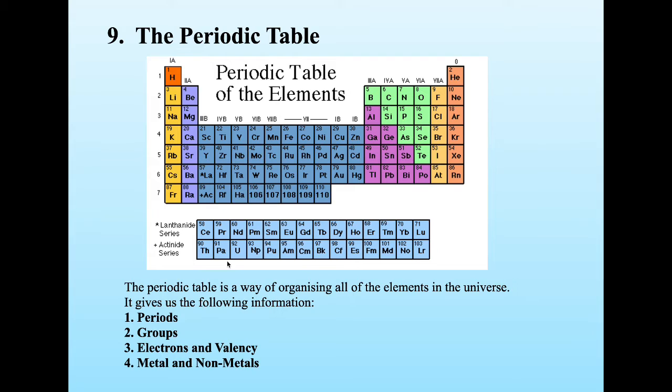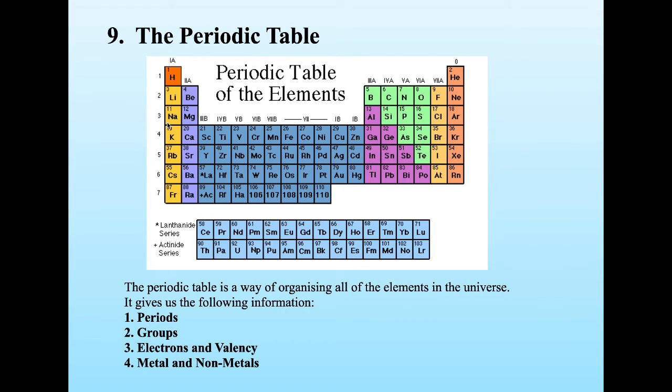Well, it's a way of organizing all of the elements in the universe and some that don't naturally occur. Remember that only elements up to uranium 92 are naturally occurring elements. After that, they are synthetic. They're made in the laboratory and are often very unstable and only hang around for a couple of milliseconds.